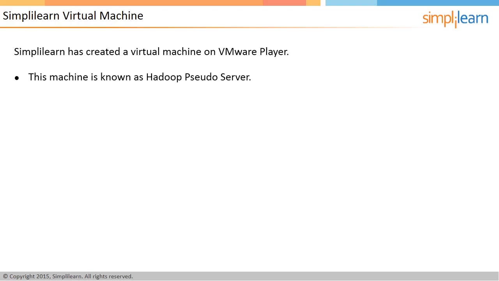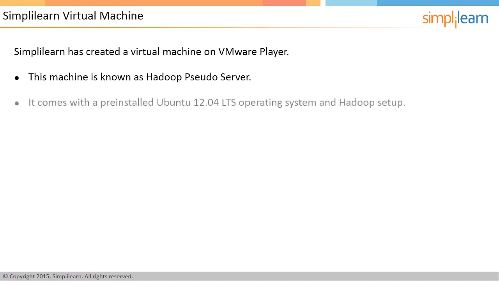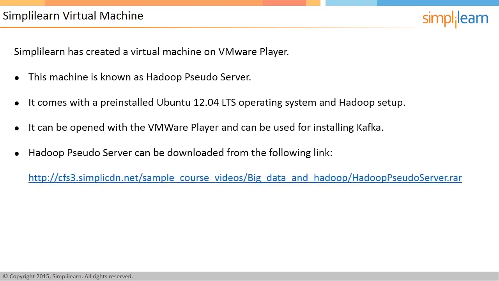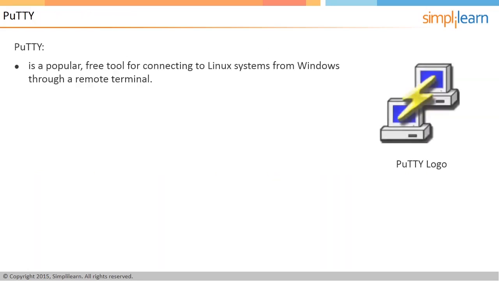PuTTY is a popular free tool for connecting to Linux systems from Windows through a remote terminal. It overcomes some of the limitations of the VM. For example, it allows moving the mouse pointer with ease, scrolling in the window, and copying and pasting text. PuTTY can be downloaded from the given link.